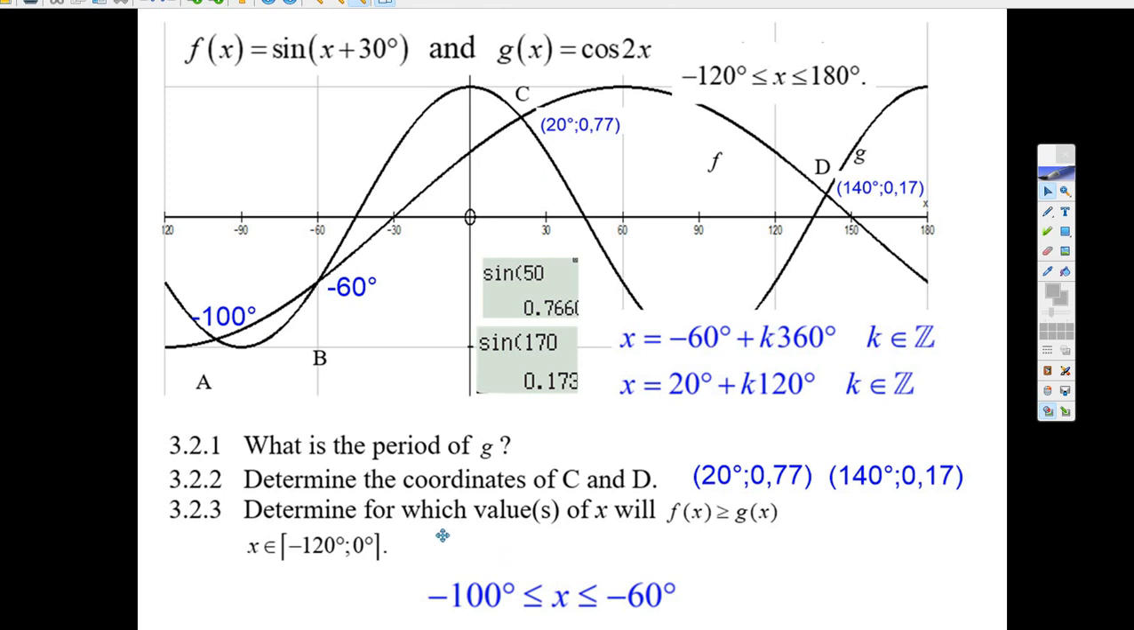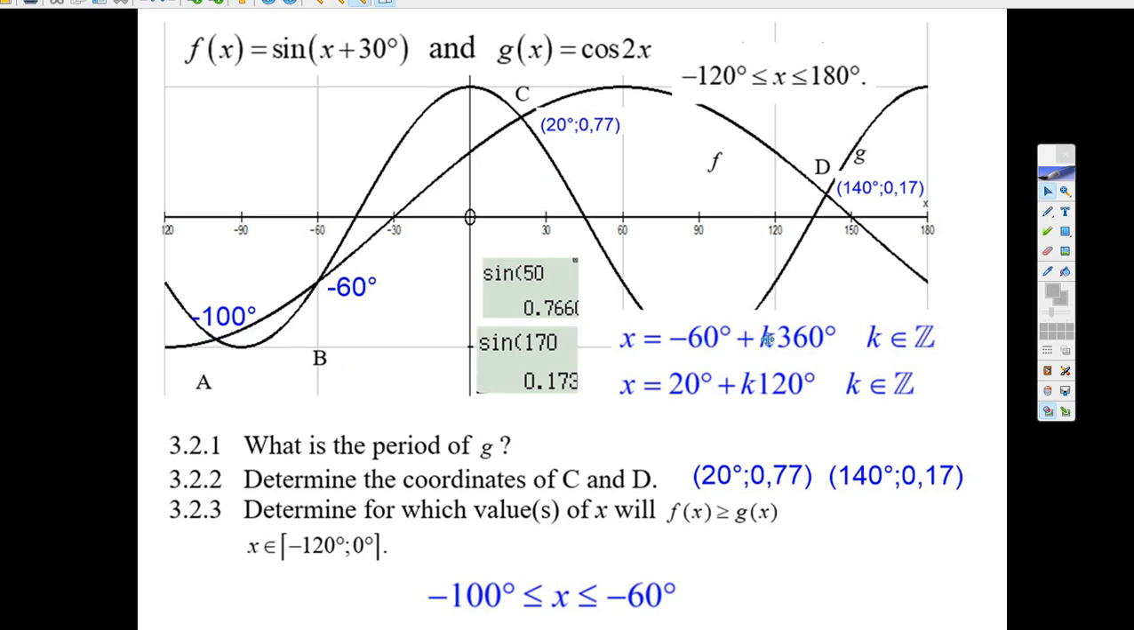Now the question is, determine which values of x will f be greater than g. That means where will f be above g, but only between, I sometimes forget to read, only between minus 120 and 0, just on the left-hand side. Well, there's f. The only place where f is above g, or greater than or equal to g, is in between this 100 degrees and this 60 degrees. You see the places where they cross, and what I do is I go 20 minus 120. That's why that has to be minus 100 degrees.